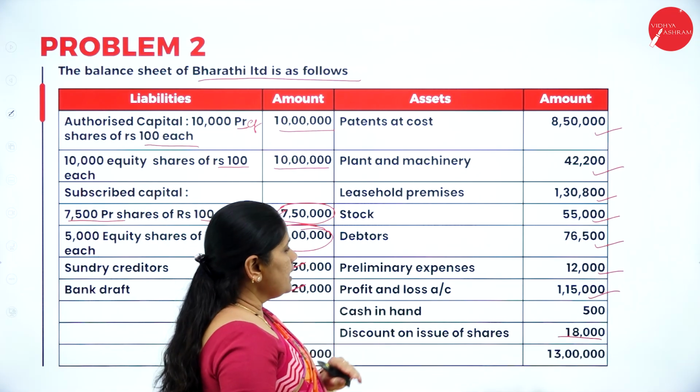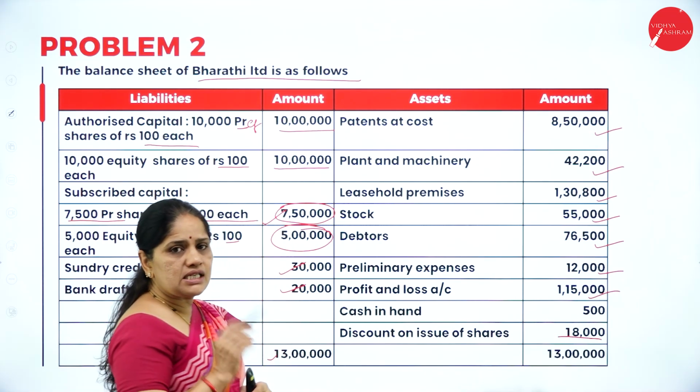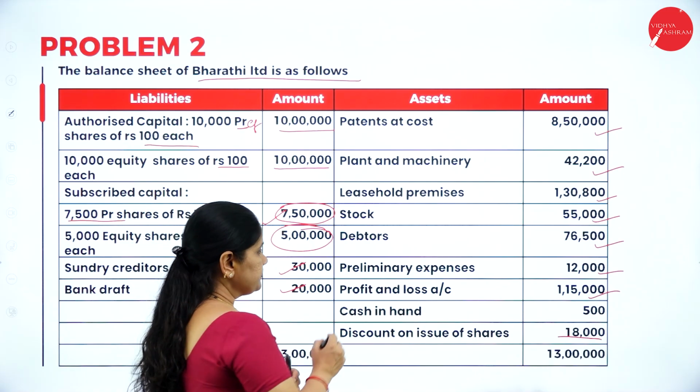So this is the balance sheet here. So we have certain fictitious assets. So what are the fictitious assets here?